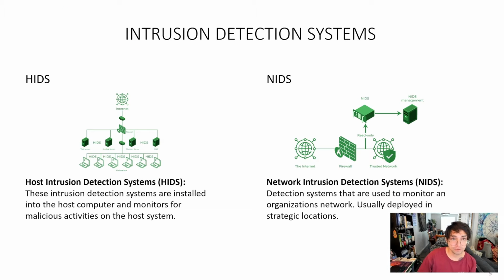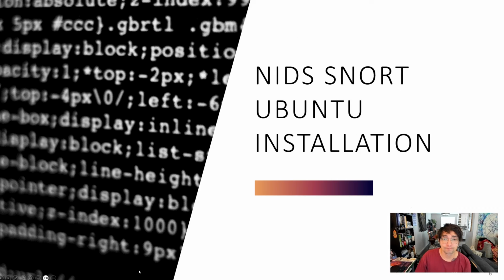Two main types of intrusion detection systems are HIDS and NIDS. So HIDS is a host intrusion detection system, and it's installed on your host computer. It can be used to monitor for malicious activities on a host system. And then we have the NIDS, which we'll be setting up today. This can be used to monitor your organization's network or also your home network. So we'll be installing Snort with Ubuntu, and let's go ahead and get into the installation.